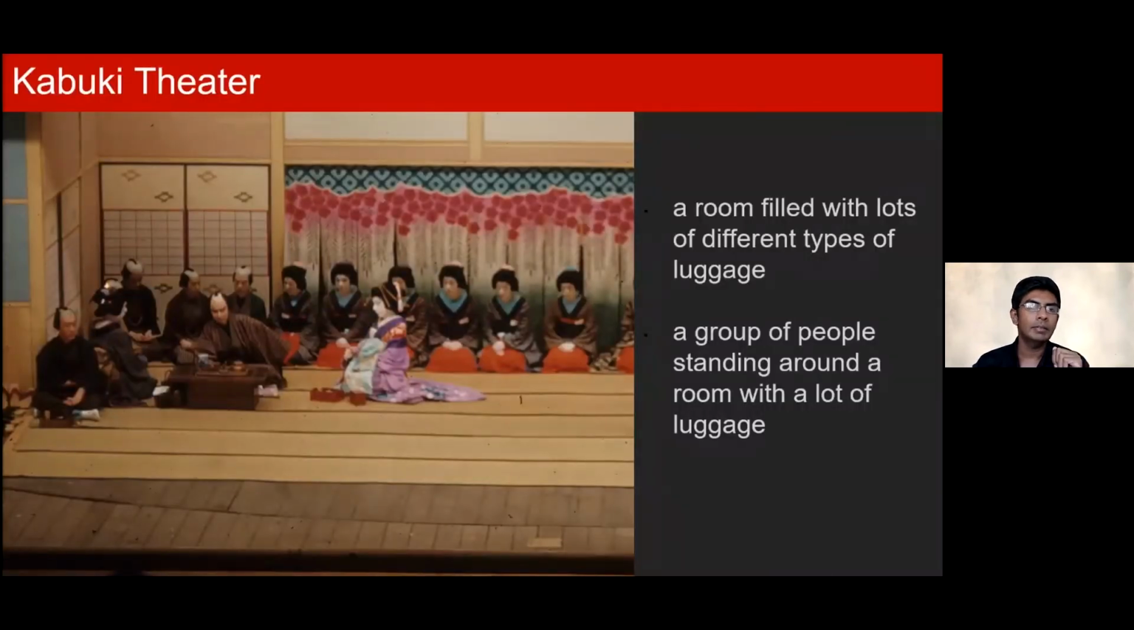And here's one where the machine was totally inaccurate. The current existing metadata described it as Kabuki theater. But I don't know what's going on here. Maybe it's the perspective that the photograph was taken, or the fact that they are dressed the same and sitting next to each other. But the machine generated description is completely wrong. It's saying it's a room filled with lots of different types of luggage.